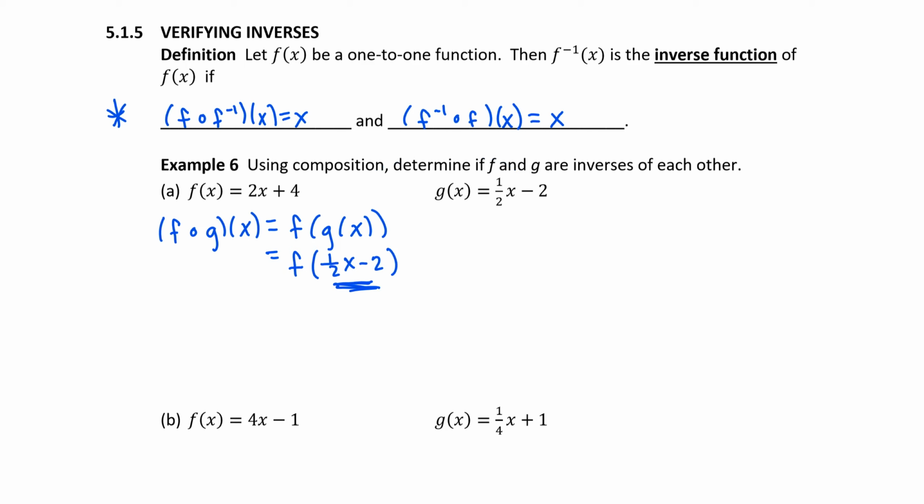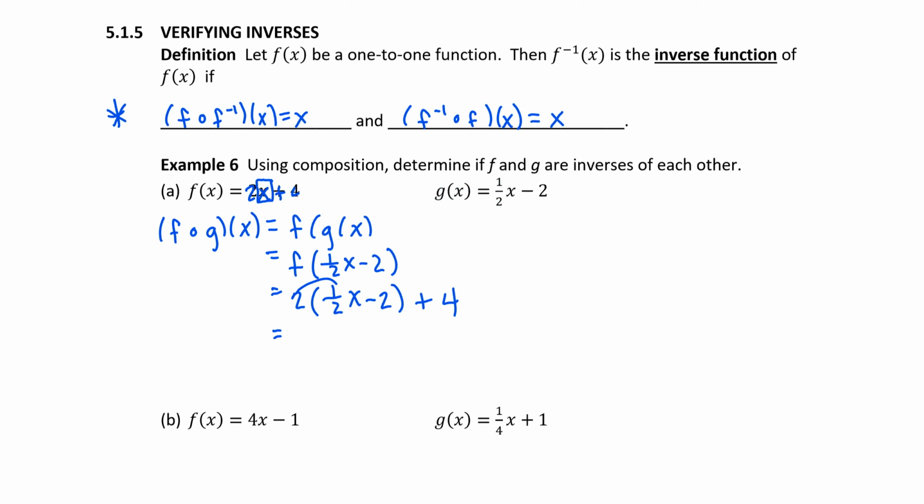So I can see that this new argument here is in the belly of f. So I'm going to go to the function called f. I'm going to find the variable, and I'm going to put this argument in place of that variable. This is going to give us 2 times the quantity 1/2 x minus 2, plus 4. So the original function is 2 times something plus 4, and notice here we have 2 times our new argument plus 4. So again, we're just reviewing composition.